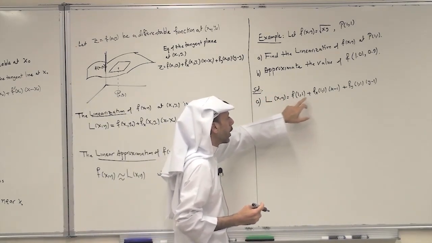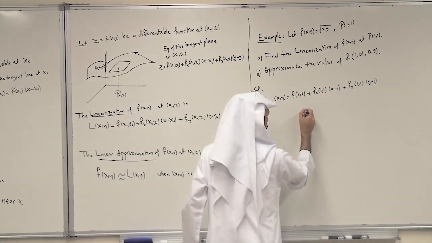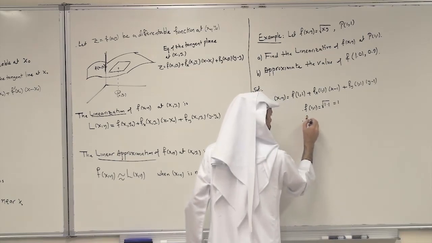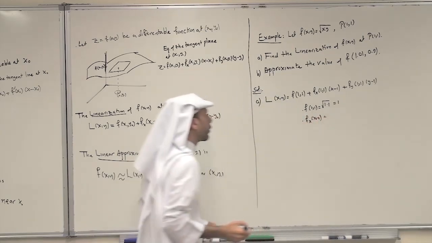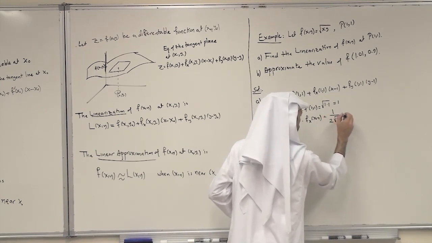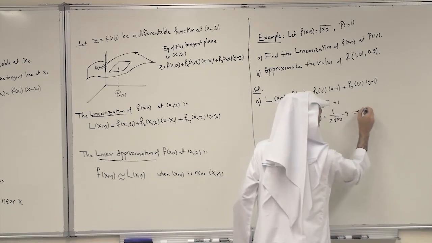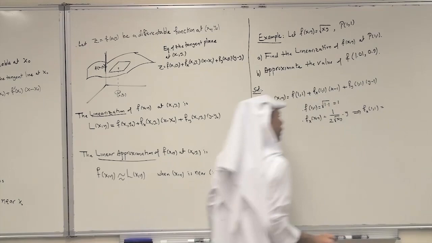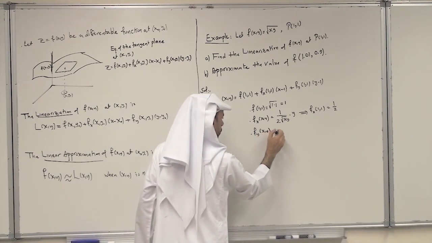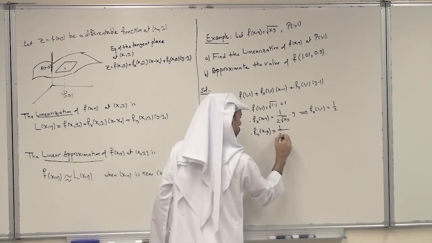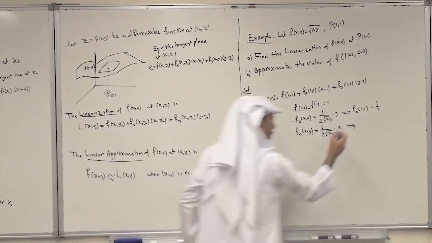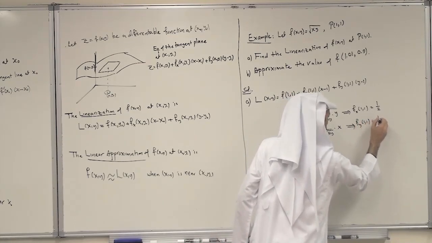Now we compute f at 1, 1, and f sub x and f sub y at 1, 1. First, f of 1, 1 is the square root of 1 times 1, which is just 1. F sub x at x, y, the partial derivative with respect to x, is 1 over 2 root xy times y. So f sub x at 1, 1, when we substitute, we get half. F sub y at x, y is also 1 over 2 root xy times x. When you substitute at 1, 1, f sub y at 1, 1 is again half.